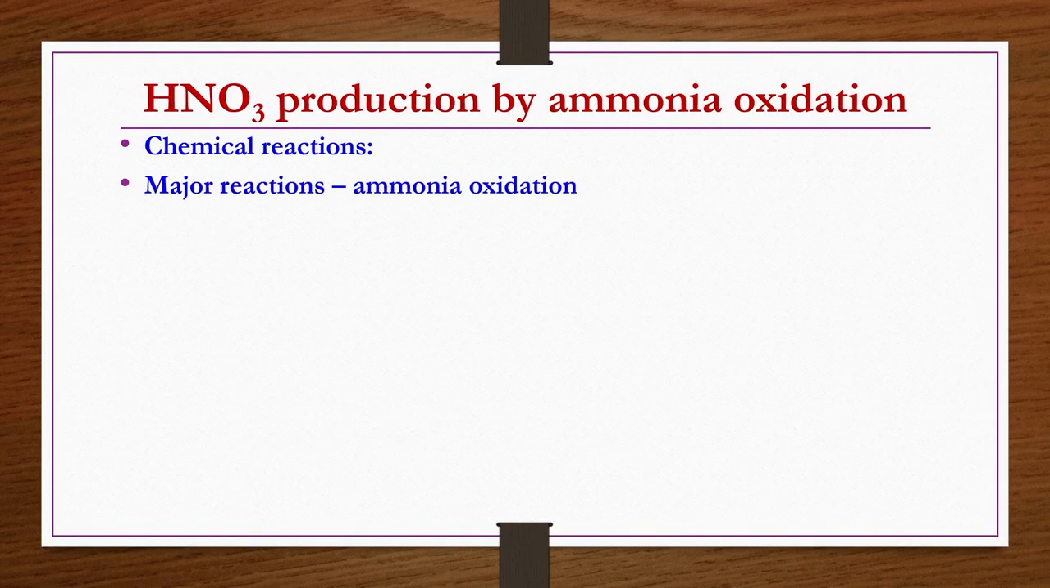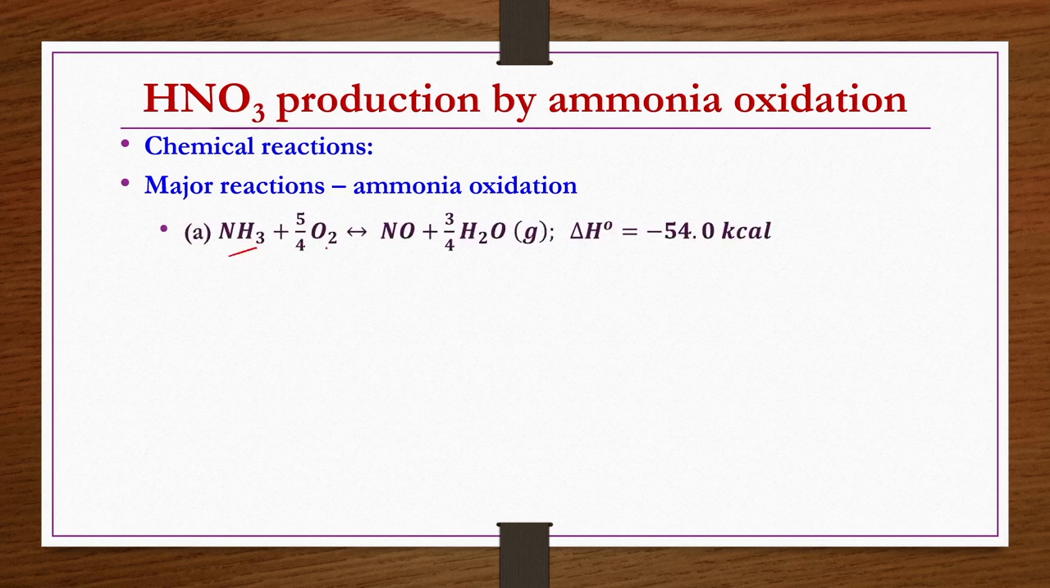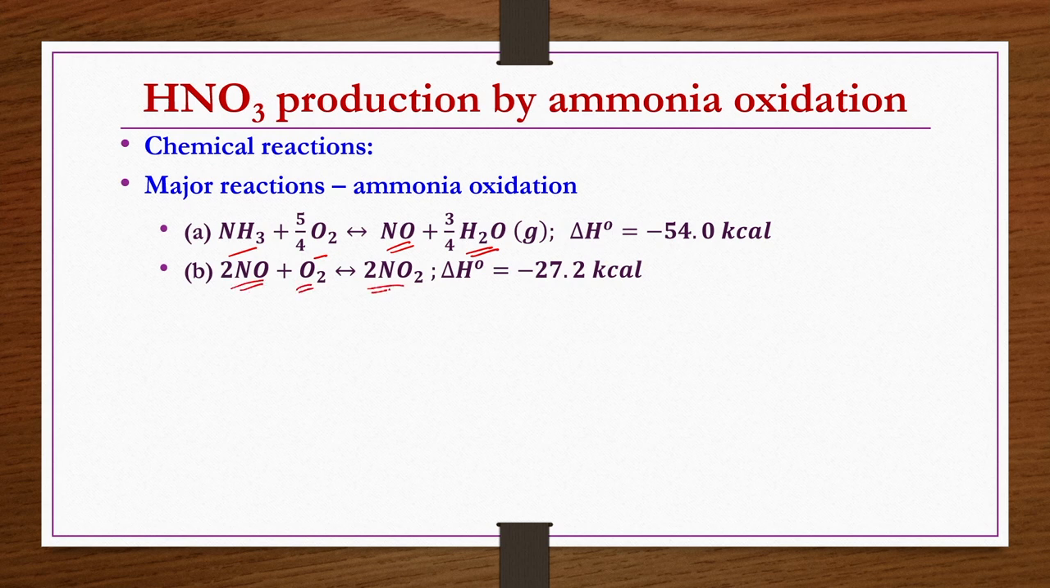Chemical reactions. Major reactions of ammonia oxidation. When ammonia is oxidized, it will give NO and water. 2 moles of NO are further oxidized to give 2 moles of nitrogen dioxide, which can be absorbed in an absorption tower to get HNO3. Side reactions of ammonia oxidation.